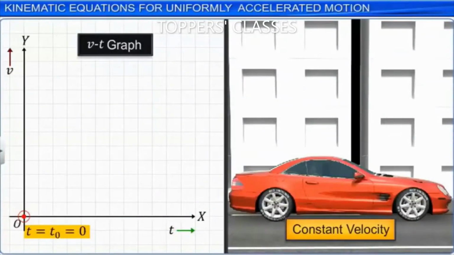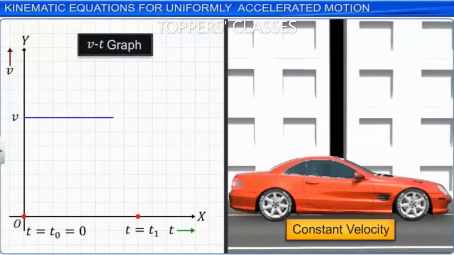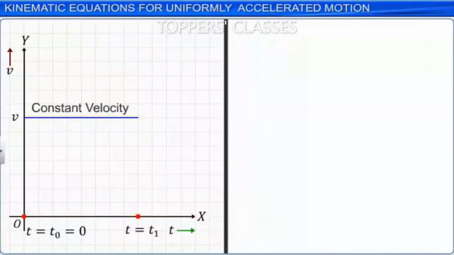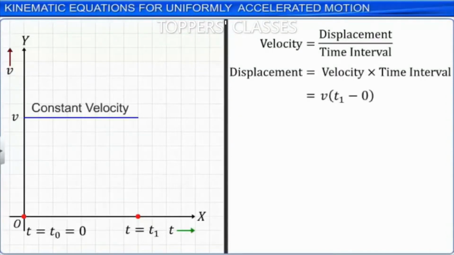Let us draw the vt graph representing this motion of the body. We get a line parallel to the x-axis. We know that velocity of a body is the ratio of its displacement and the time interval. We can say that displacement is a product of velocity and the time interval. This is the product of velocity v and time interval t1.